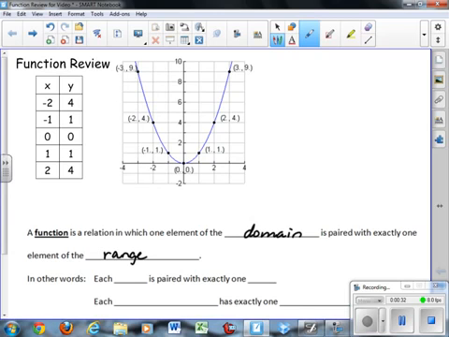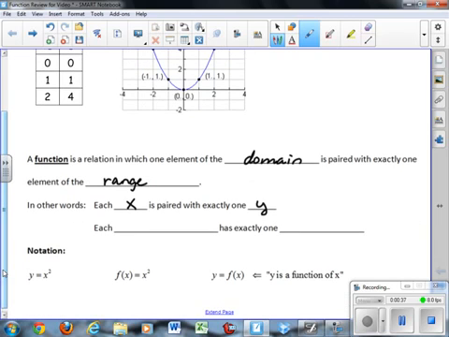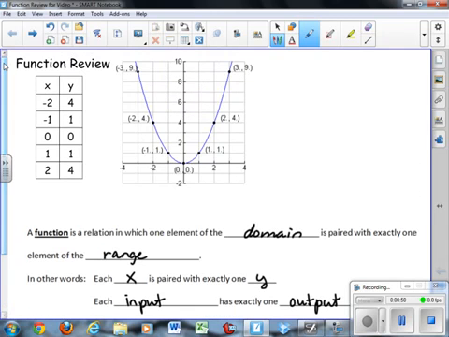In other words, each x is paired with exactly one y, or each input is paired with exactly one output. You put something into the function, you get a unique element out. So let's look at this function up here. If you look at the table of values, -2 is the x value. It's paired with exactly one y value because we don't see -2 being paired with anything else but 4. -1 is paired with only 1. And so from this table of values, it looks like each x is paired with exactly one y.